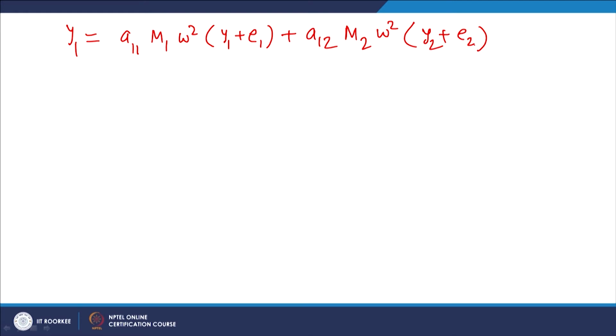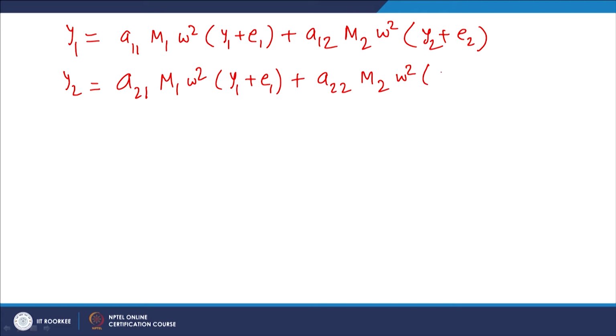So this is expression, and second expression Y2 equal to, so we are putting the values of F1 and F2 and we are writing the expressions. So Y1 equal to A11 M1 omega square Y1 plus E1 and plus A22 M2 omega square Y2 plus E2. So here we have written these expressions. So we have replaced the force F1 with the centrifugal force and F2 with the centrifugal force at 2.